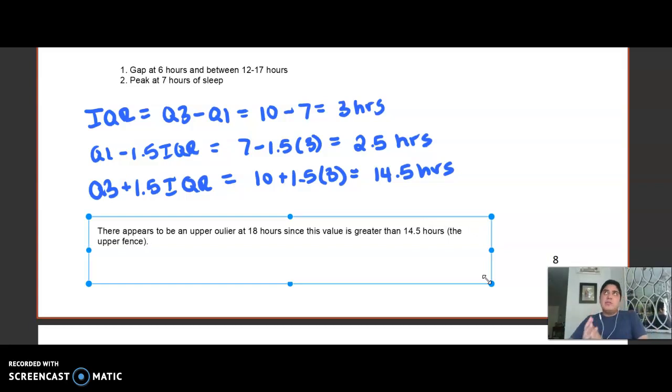And there's multitudes of ways to say that, but in AP Stats, we're going to focus on this ACE model. In order to ace our questions, we need to do 3 things. We need to answer the question. We need to give context to the question, and we need to explain why our answer makes sense. So usually we explain using a since or a because statement. So there appears to be an upper outlier. Yes, that's our answer. At 18 hours, this is our context, since the value is greater than the upper fence. So if you have those 3 elements, 9 times, okay, maybe like 8 times out of 10, you're going to get full credit for the response.